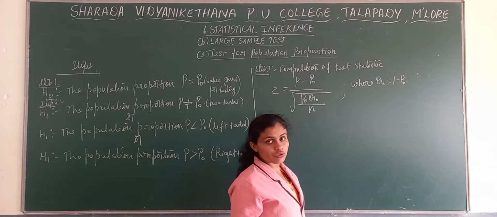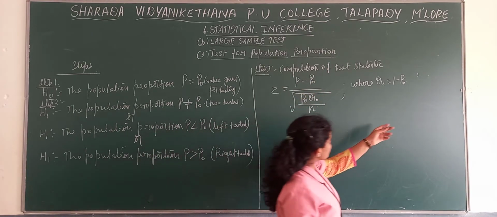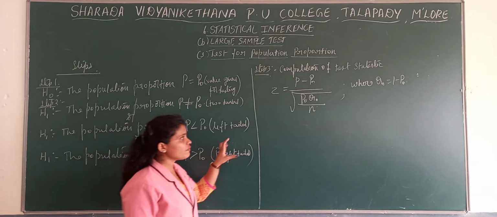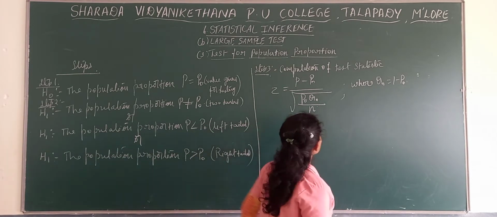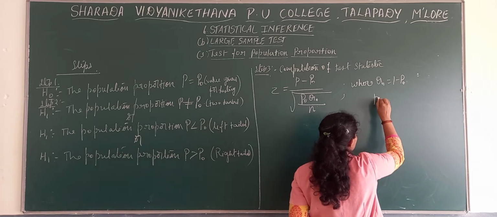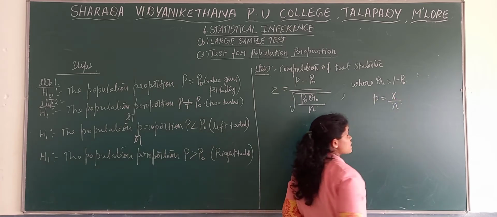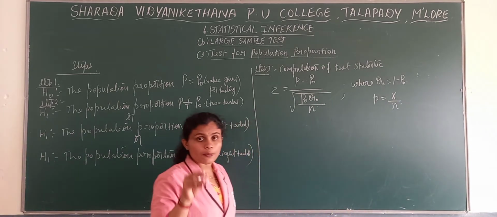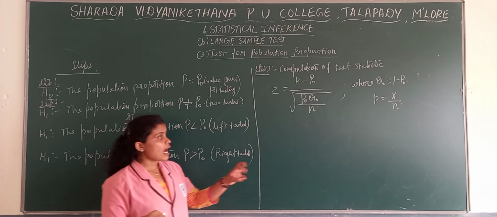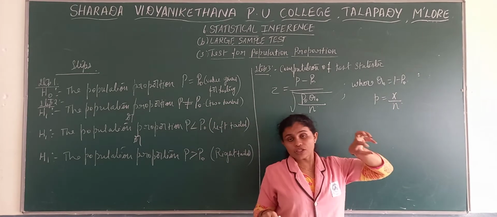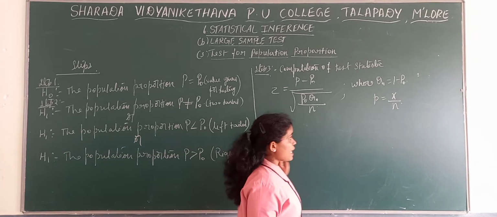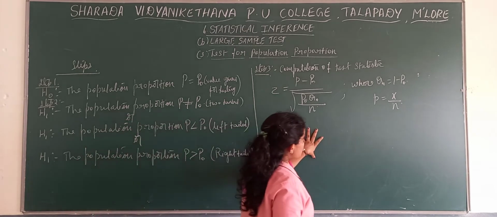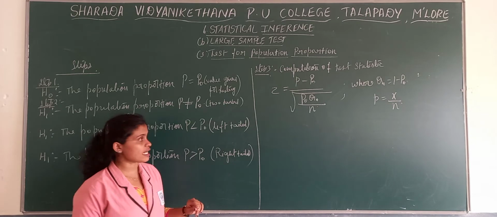Here also P and Q we can take. But in order to differentiate, when we take it as P0, it means it's a given value which they provide in the problem. The given value we call P0. Now, how to find out this p? p is equal to x divided by n. And what is this x? X is the number having a particular attribute in the sample. That we call x. And n is the sample size which we select. So this is about the third step, computation of test statistic.